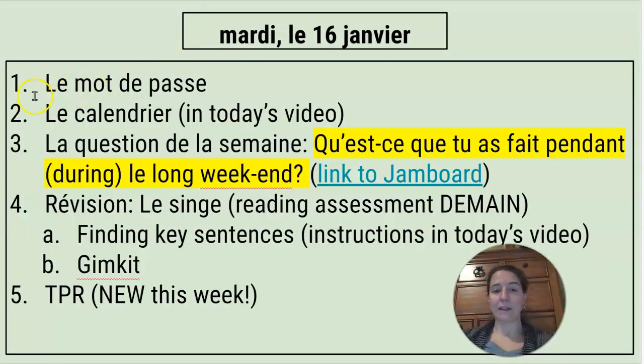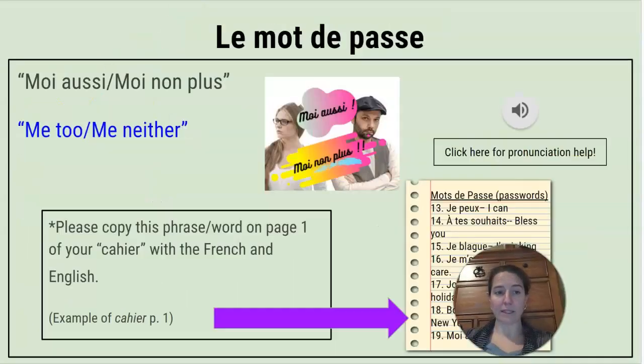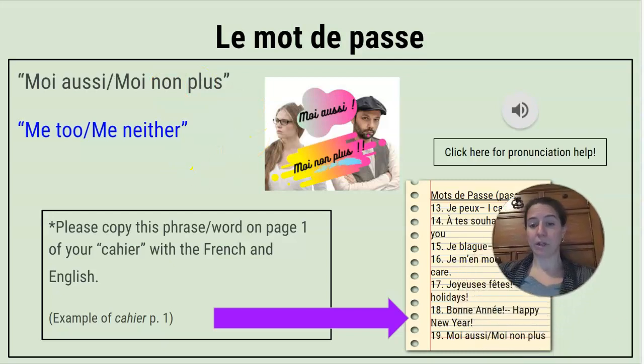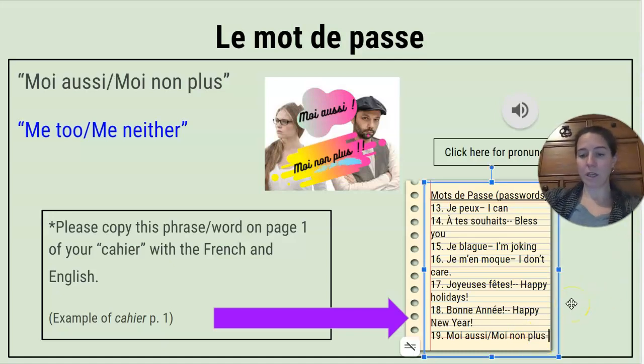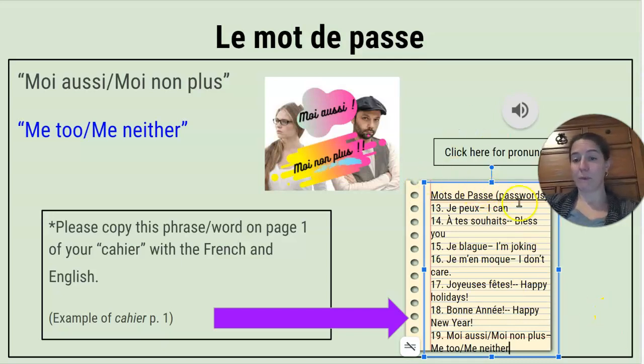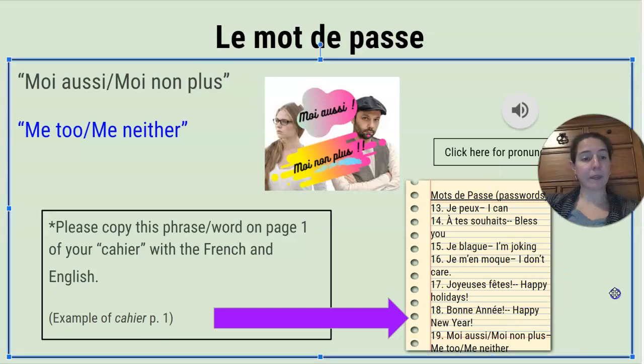Le mot de passe, il y a un nouveau mot de passe. And it's actually a two-parter. Moi aussi, moi non plus. Moi aussi, me too. Moi non plus, me neither. So just make sure you put that in, along with the translation, which I obviously missed here. Put it in right now. Moi aussi, me too. Moi non plus, me neither. So that's what your mot de passe section should look like.